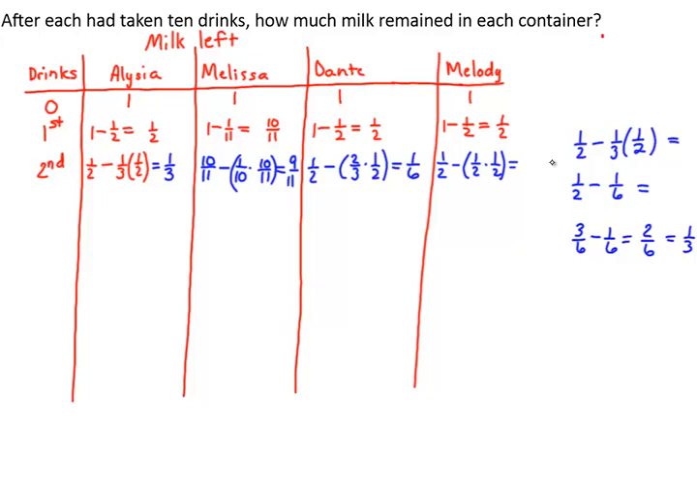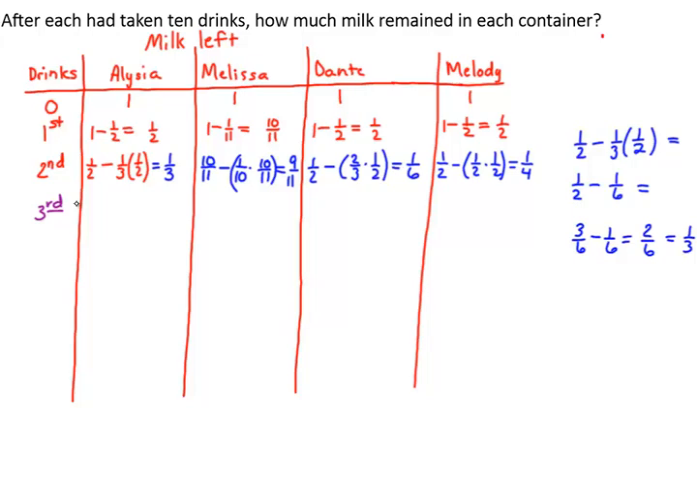And so that's 1/2 minus 1/4. So that's going to end up being 1/4. Okay, so now let's talk about the third drink. Let's go back to Alicia.